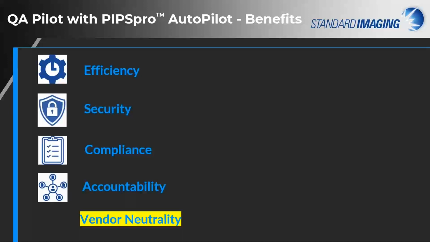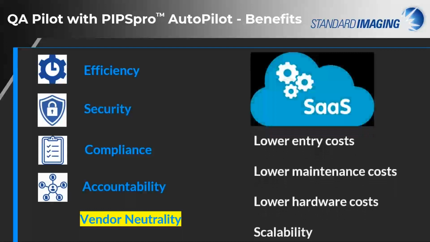QA Pilot is provided as software as a service model, which offers instant benefits of the lower entry costs, as there's no large initial capital investment. Lower maintenance costs thanks to minimal local footprint and automatic software updates. Lower hardware costs since the service is delivered via a web browser, thus eliminating the need for expensive specialized hardware. And scalability, grow your QA platform as your organization grows.